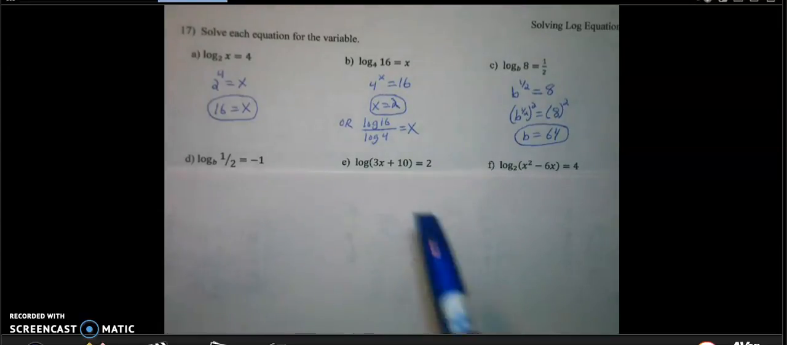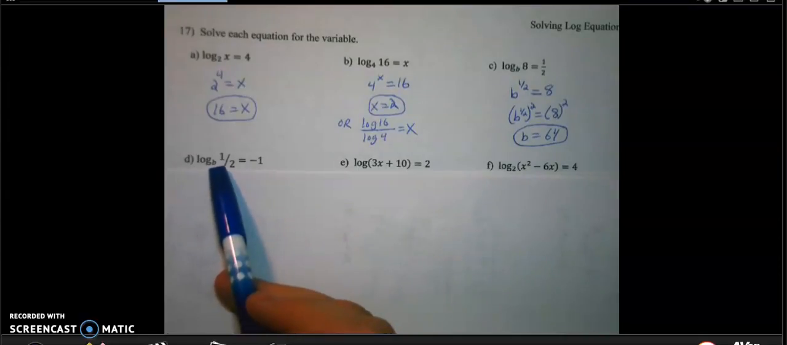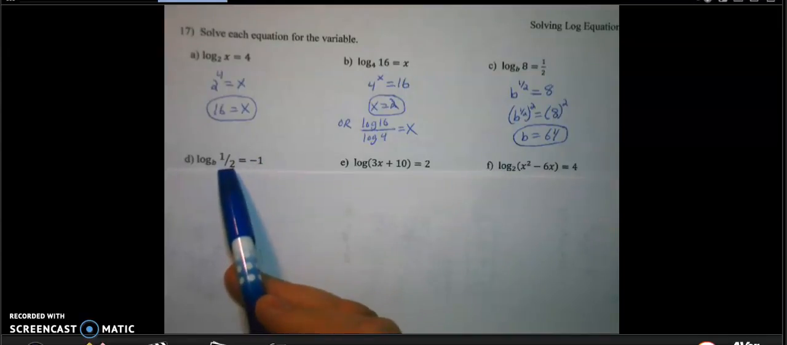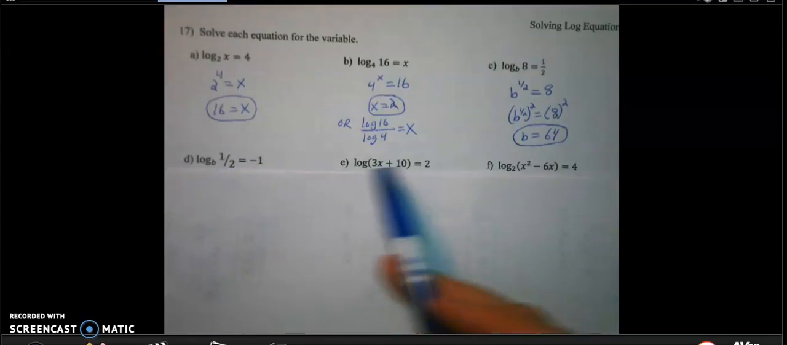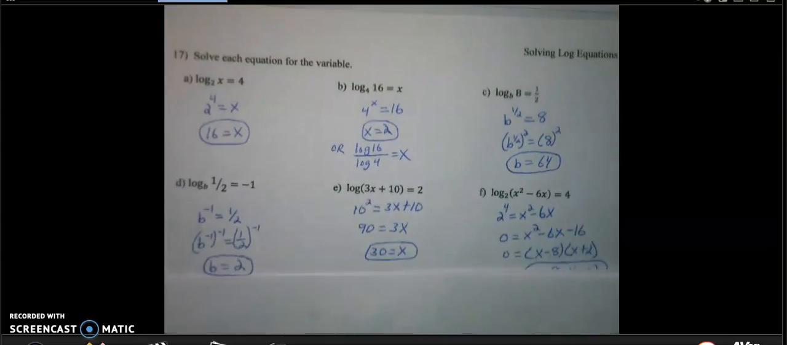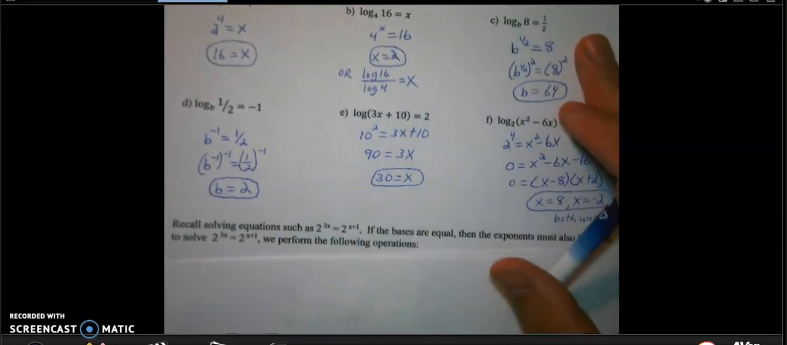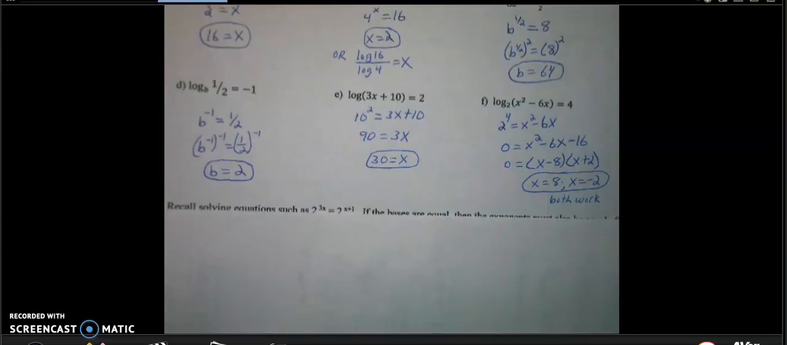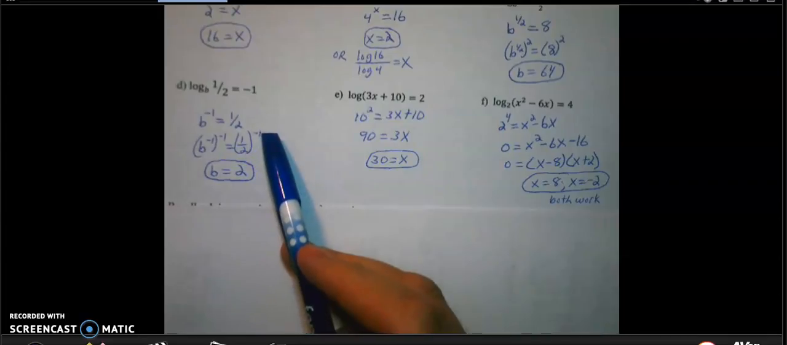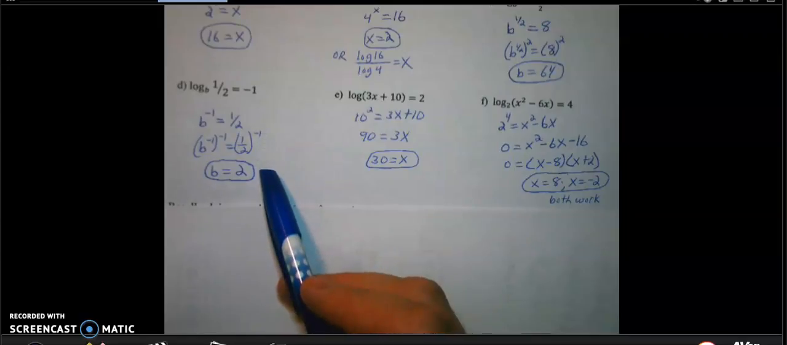Okay, the next one, this is similar to part C. Here we have the base is b raised to the exponent of -1 equals 1/2. So go through and see if you can solve these, and I'll put the answers up. So there's the solutions. You can use your calculator to help you solve these if you need to, or in your head you can do 1/2 to the -1. Remember that negative exponent flips the base to get 2, and then 2 to the first is just 2.